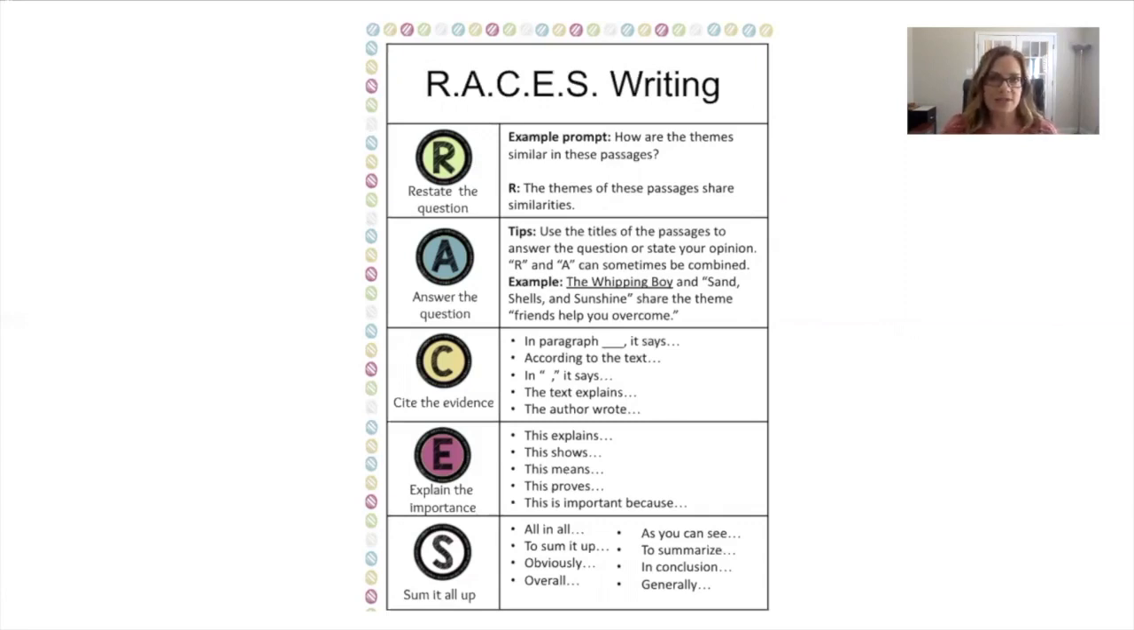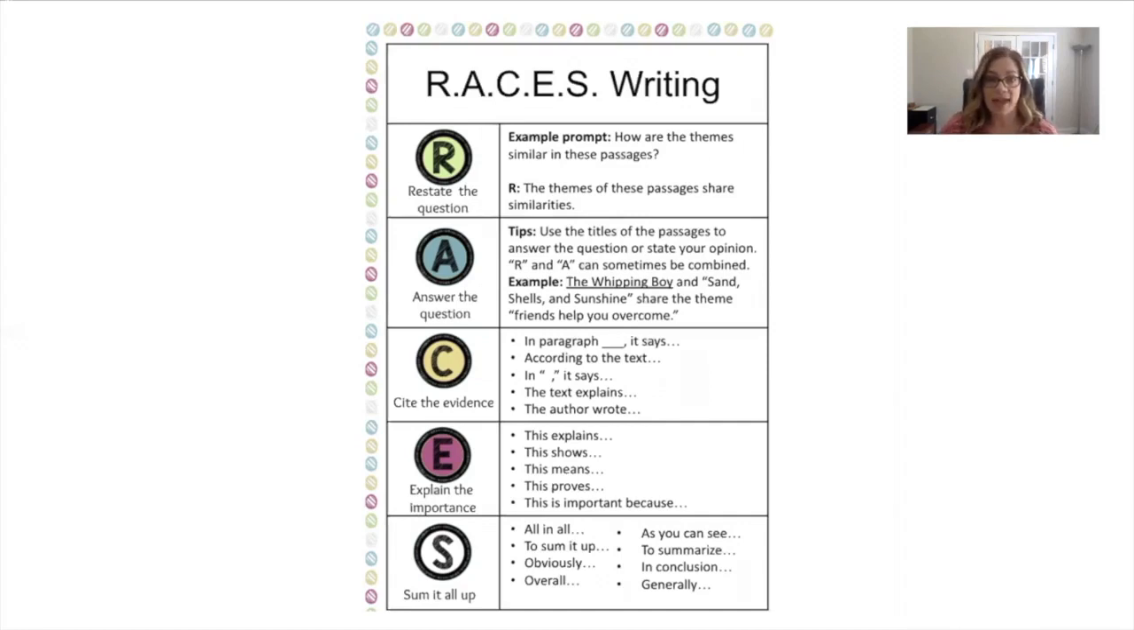When you restate the question, it shows the person that you know what you're talking about and what you're answering. I like to tell my students that I should be able to read the first sentence of their answer and know exactly what the question was based off of how they started their answer. Okay. So it gives us a sample here. If your question said, how are the themes similar in these passages? You would simply restate the themes of these passages share similarities, and then you're going to be able to go into your answer from there.